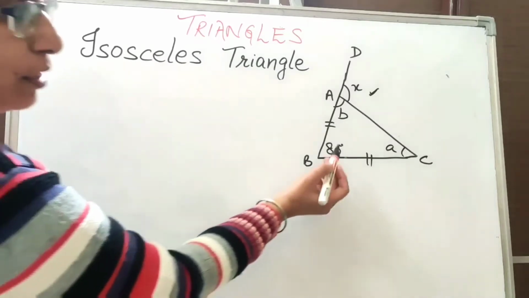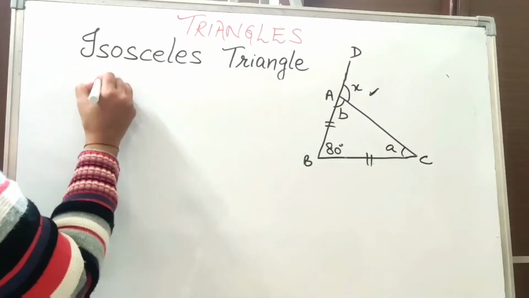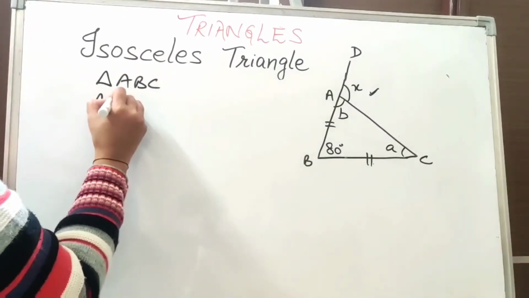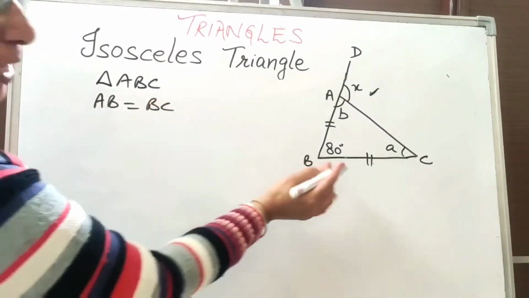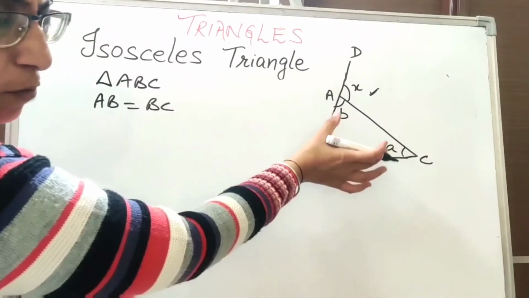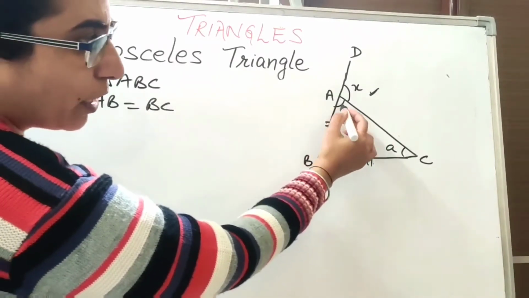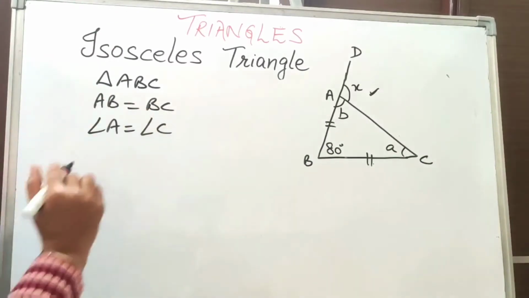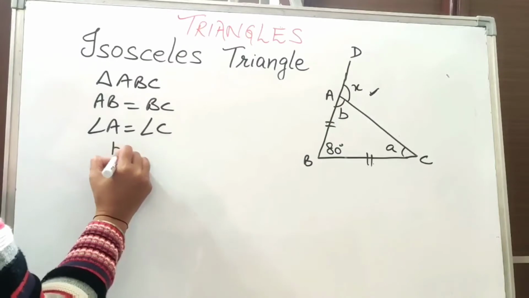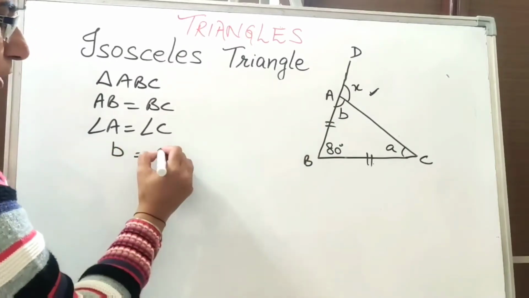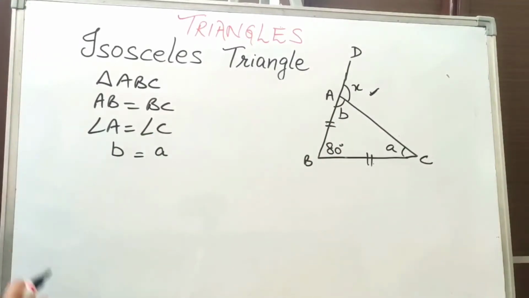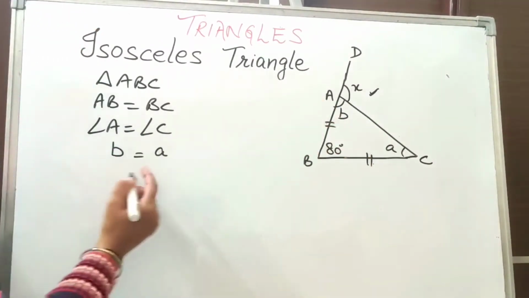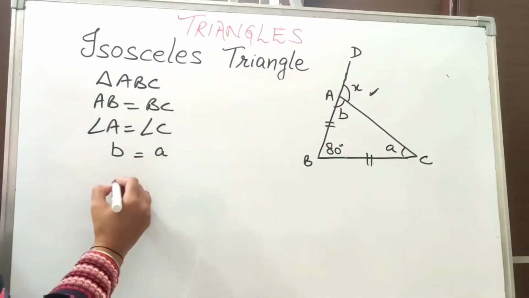Now in this triangle, these two sides are equal. The triangle is isosceles. The triangle is ABC, and in this AB is equal to BC. So that is why the base angles, or the angles opposite to equal sides, are equal. Those are A and C. Angle A is equal to angle C. But angle A is given as B and angle C is given as A, so B and A both are equal. So we can find the value of this A or B by taking the angle sum property of the triangle.